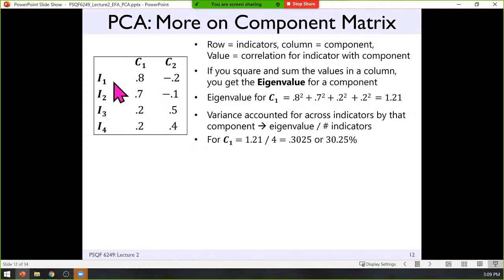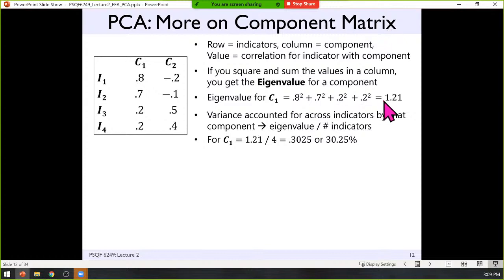If you go down a column, square and then sum the values in this, you end up with something called an eigenvalue. You can think of an eigenvalue as how much information you have captured out of all of the indicators. So we're dealing with a correlation matrix. That means each indicator has a variance of 1. So the most you can have is 4.